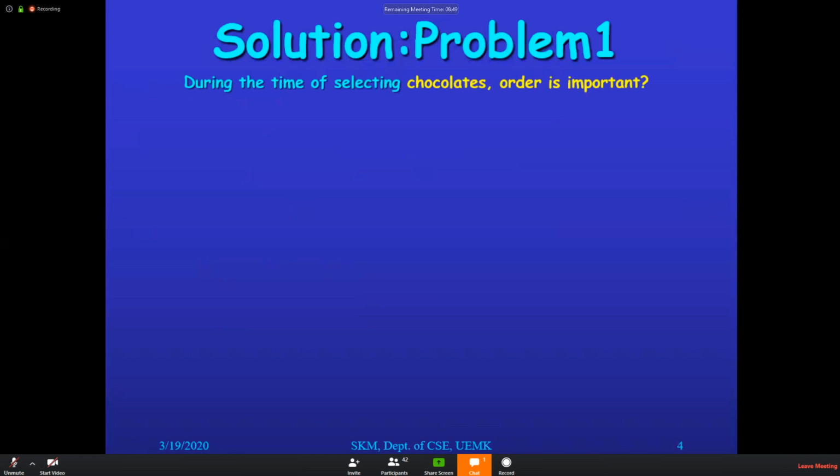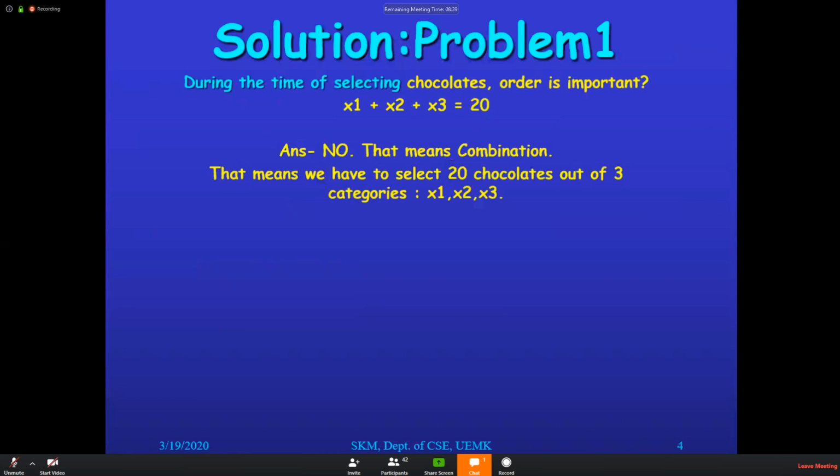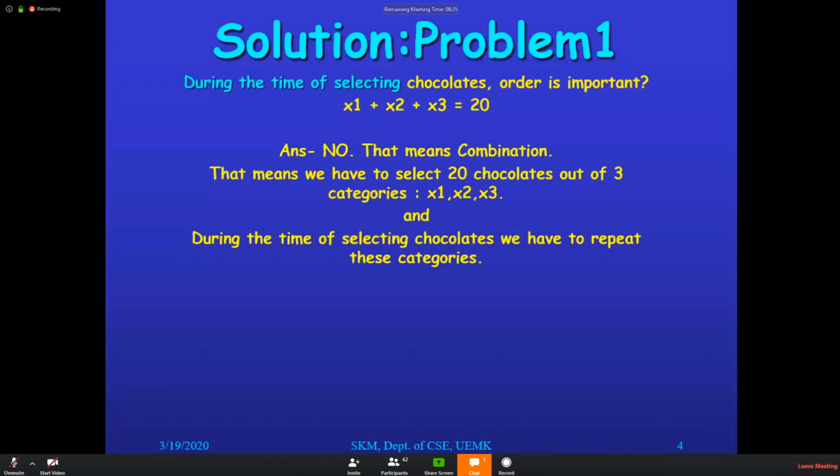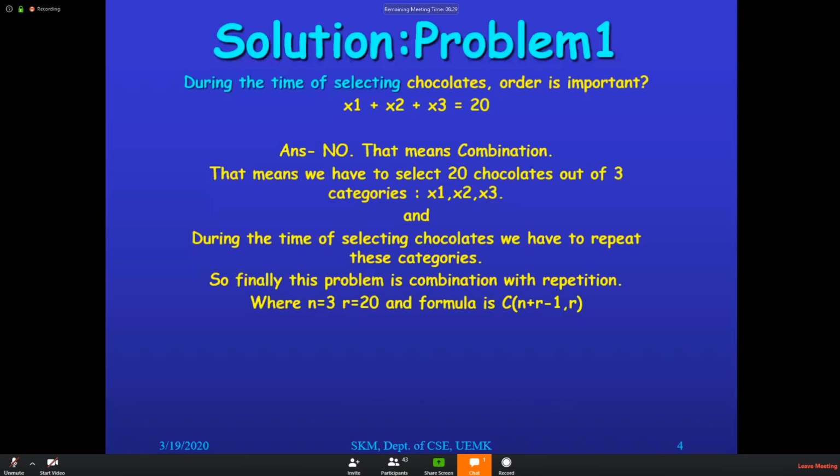So once we are solving this problem, order we don't have to follow, that's why combination. Now these are the three different categories, and during the selection chocolates have to repeat. So finally this problem is combination with repetition. We know the formula: we have to select 20 chocolates, so R equals 20, out of these three categories of chocolate, so N equals 3. So repetition concept is very much required. The formula is C(N plus R minus 1, R). So this way we get C(22, 20), and the final answer 231. So 231 is the number of solutions of this equation.